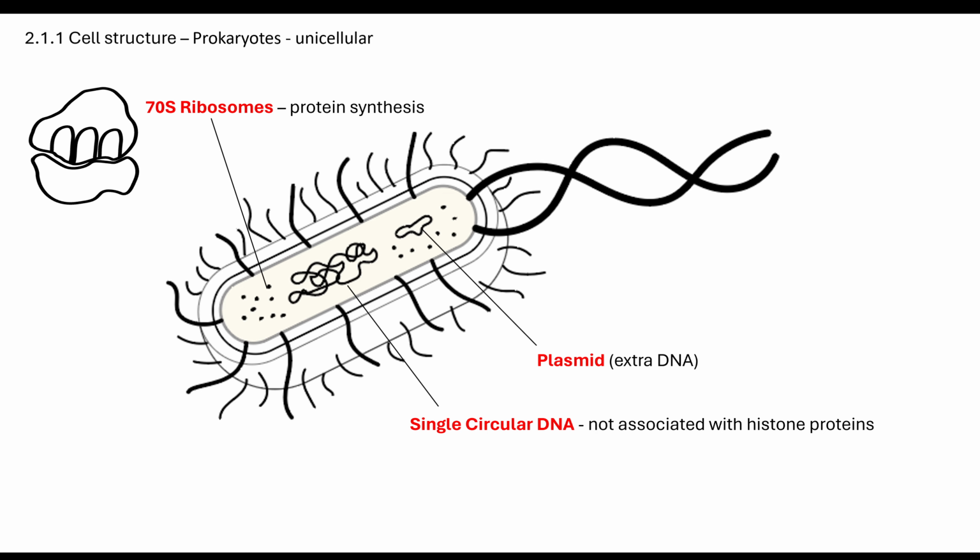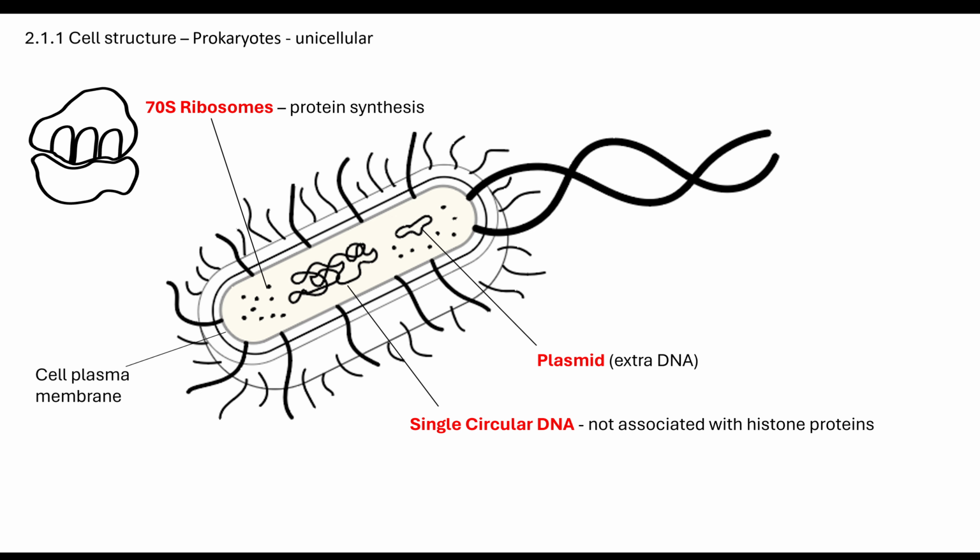Now, the next thing that we need to identify is one of the organelles inside the cell, which is the 70S ribosomes. Now, the 70S ribosomes are important for protein synthesis, which I'll do a whole video on how protein synthesis occurs. But you need to understand that ribosomes are the site of protein synthesis. And when we look at prokaryotes, they have 70S ribosomes. Now, the reason they have 70S ribosomes is because their ribosomes are smaller due to the fact that these cells are smaller than the eukaryotic cells.